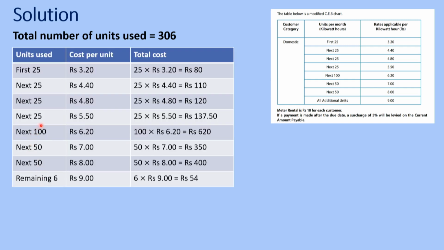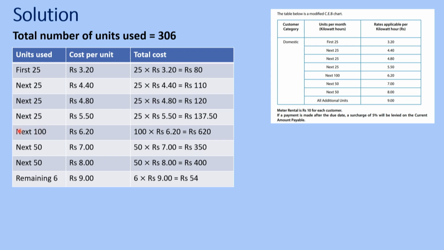So for the first 25 units, just as in the previous example, we are going to have 25 times 3 rupees 20. Next 25 units, 25 times 4 rupees 40. Next 25, 25 times 4 rupees 80. The next 25, 25 times 5 rupees 50. So we already have for 100 units here.